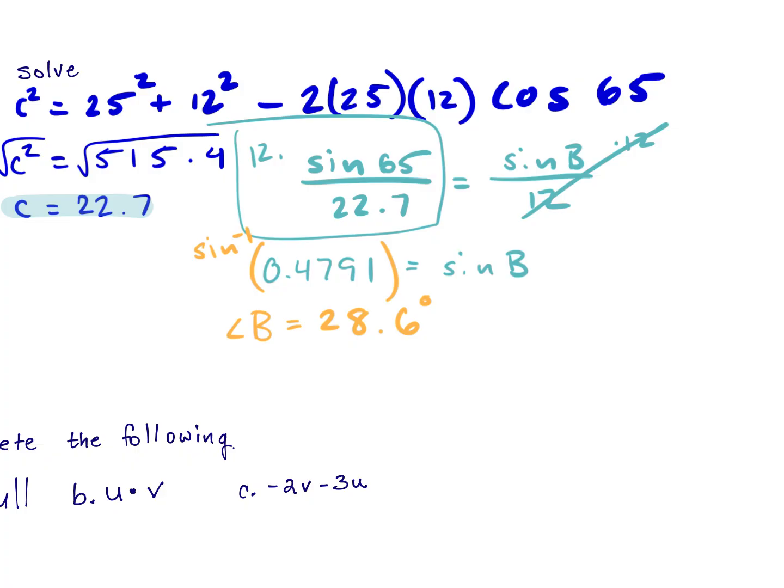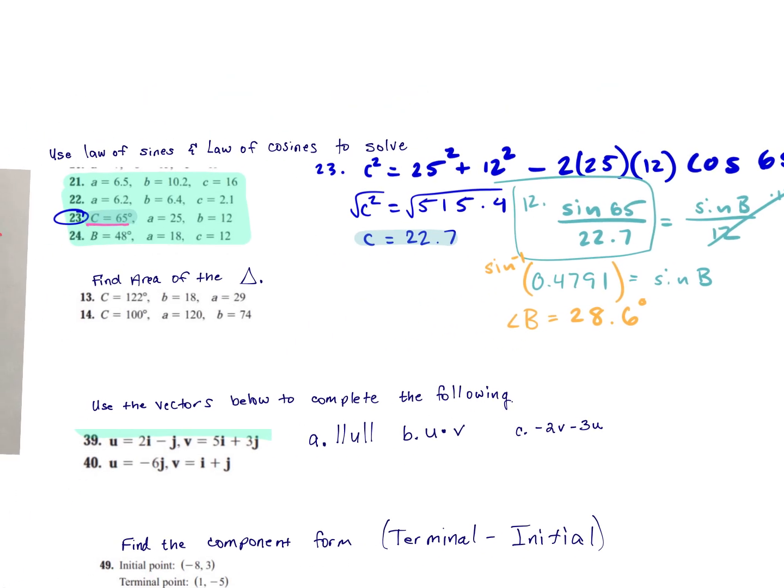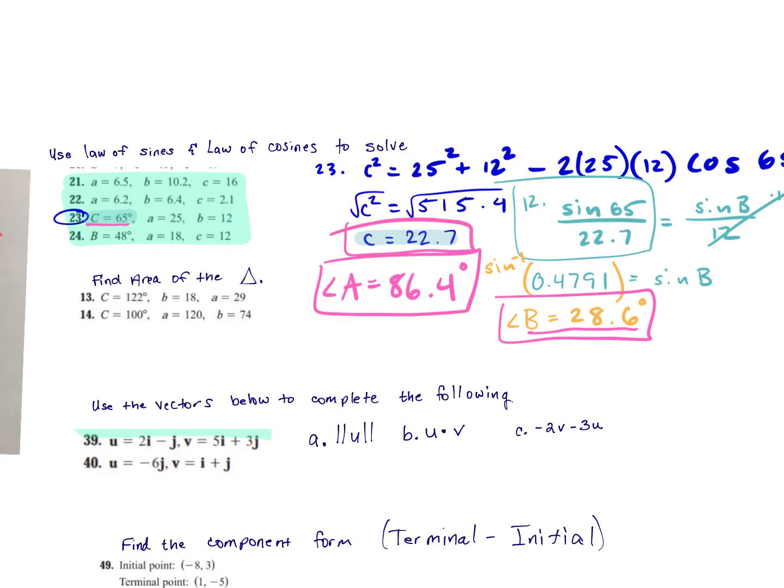Once we have two angles, we can add them together and subtract from 180. So I know that angle C is 65, and since angle B is 28.6, I can add those together, 28.6 plus 65, and subtract it from 180. So we get angle A is 86.4. So this would be what we're missing here, the three pieces of information: angle A, angle B, and side C.